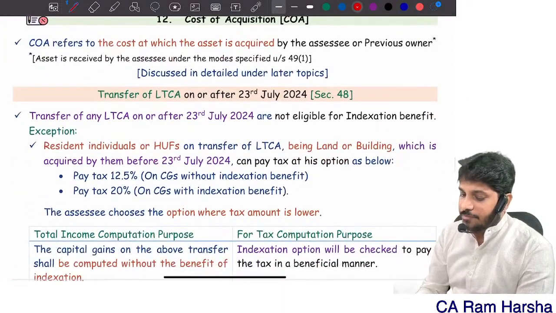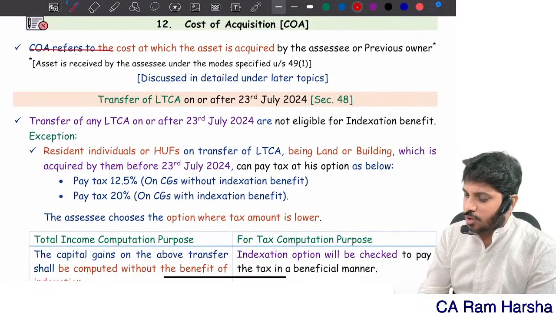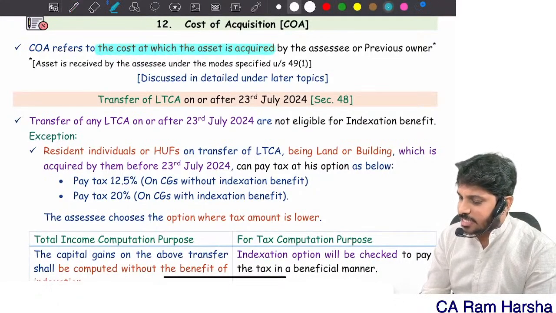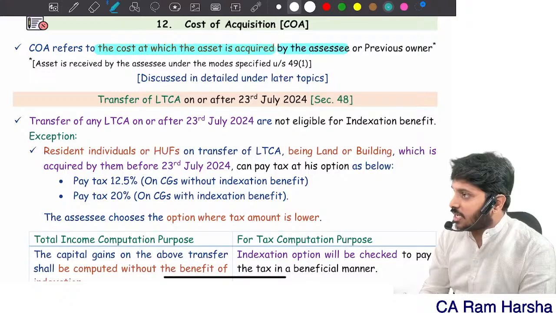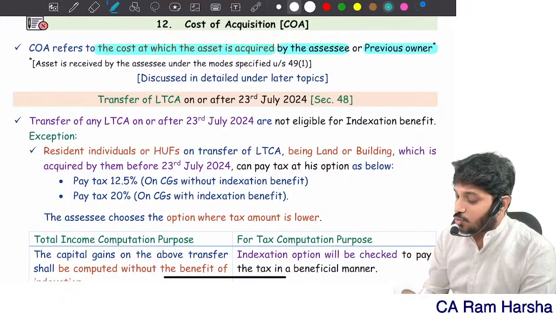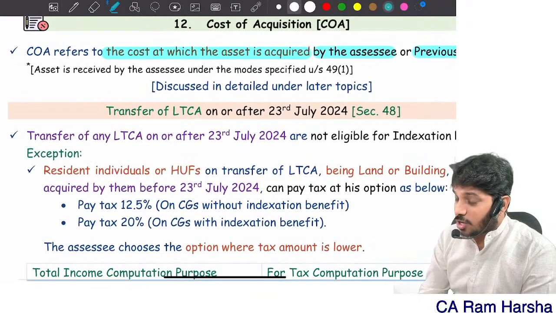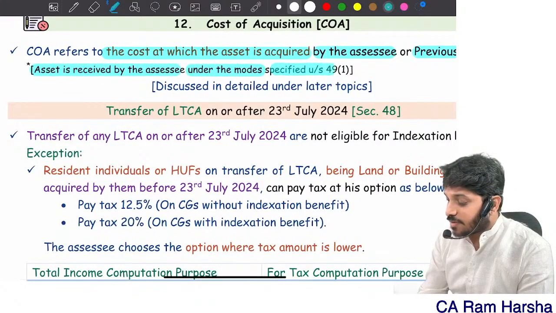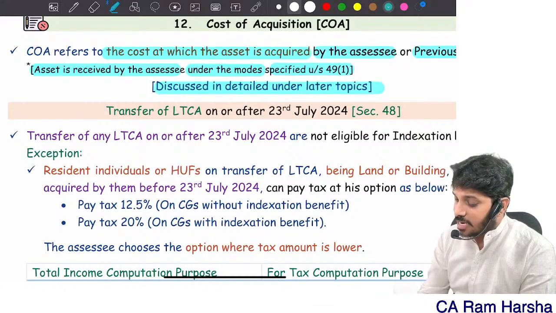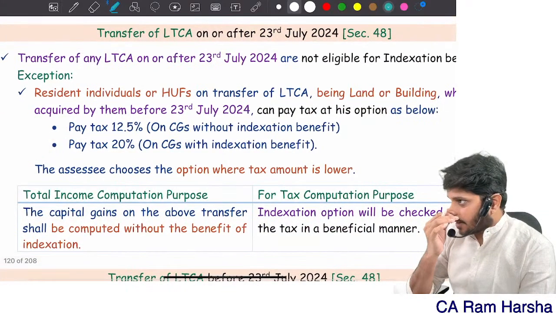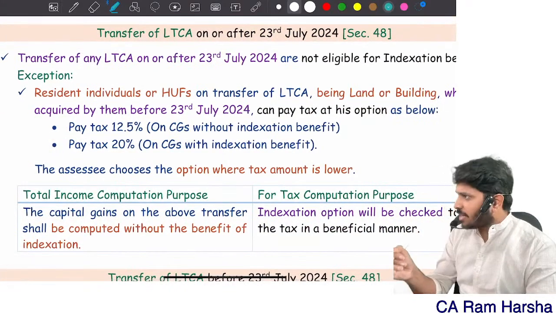Now, cost of acquisition means what? The cost at which the asset is acquired by the assessee or even the previous owner. Previous owner cost means what? If the asset is received by the assessee under the modes specified under section 49(1). I will clearly discuss that in the later topics. Okay, fine. What is cost to previous owner discussion? We'll come back to it a little while later.